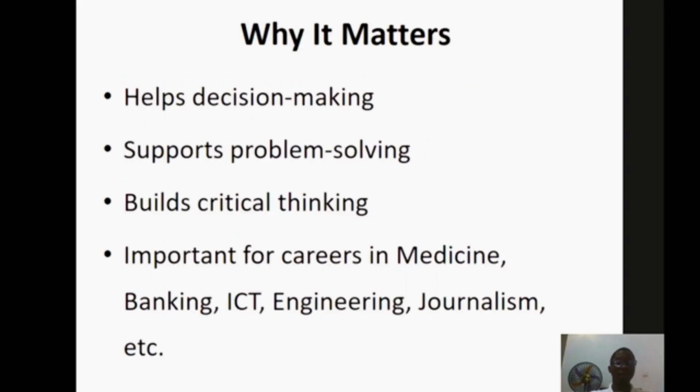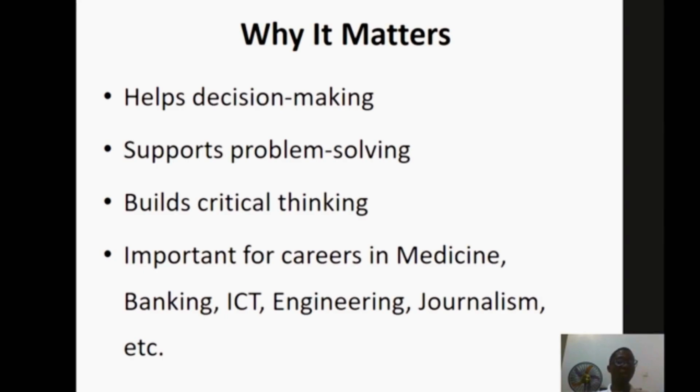Now, why does it matter? Why do you need to process information? Number one, just like I said, it helps in decision making. It helps you to make the right decision. It helps to support problem solving. Just like I said, it's a problem you want to actually solve. It could actually help in that way, because based on the data information you have on ground, you can actually solve it, just like the case of doctors and patients.